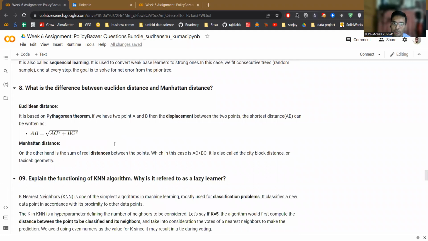What is the difference between Euclidean distance and Manhattan distance? In Euclidean distance, we basically calculate the shortest distance, that is displacement. It uses the simple Pythagoras theorem. Suppose we have to reach from point A to B via C, then the total displacement, or we can say the shortest distance AB, can be written as root under AC square plus BC square. But in case of Manhattan distance, it basically calculates the path length, that is AB plus BC.